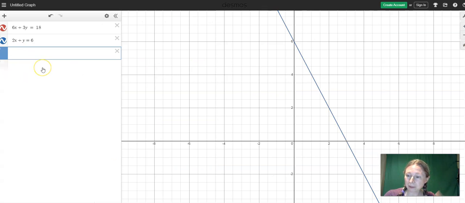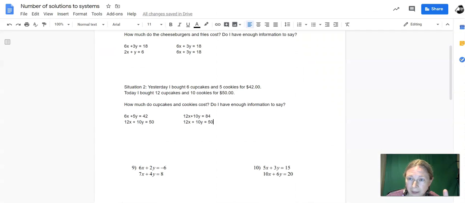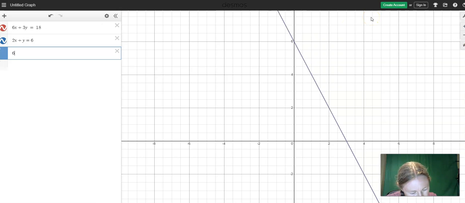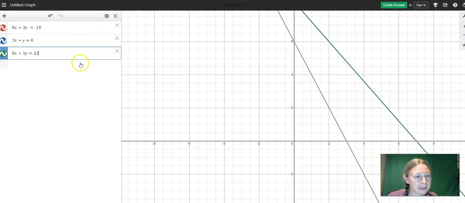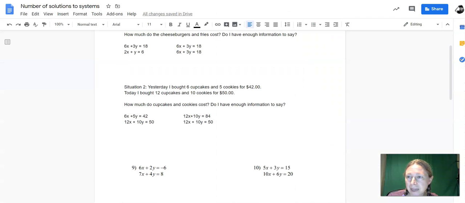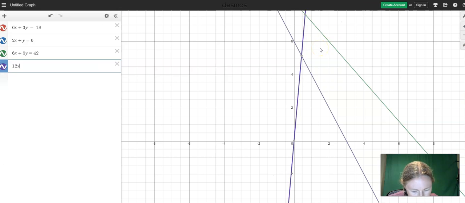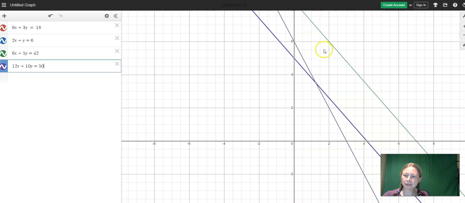I'm going to keep my other equations up there just so I can use them to make a point. I have to remember what the equations were. Hold on. 6x plus 5y equals 42. And then in the next situation, we have 12x plus 10y equals 50. Okay, so we're looking here at the green and the purple lines.